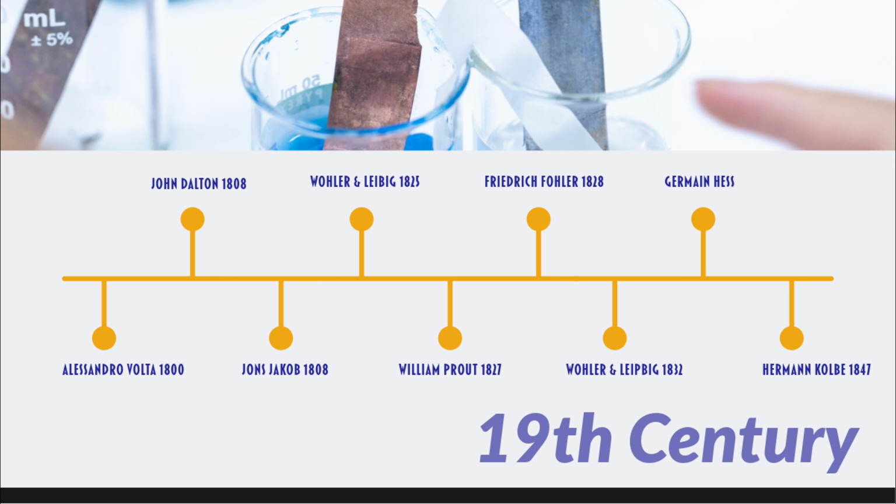1827, William Prout classifies biomolecules. This is 1827. William Prout classifies the biochemicals into modern groupings of carbohydrates, protein, and lipids. Hence, biochemistry. This is now the first steps to biochemistry.